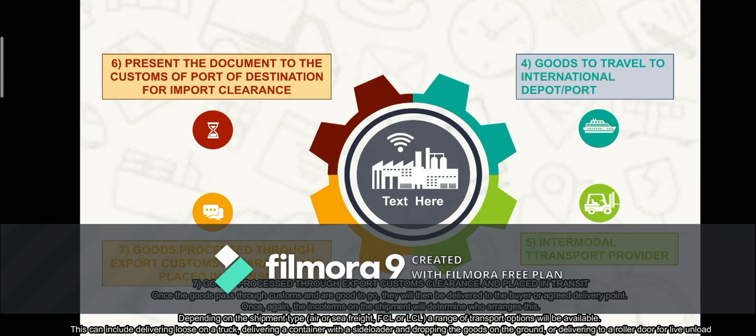And the last point is goods processed through export customs clearance and placed in transit. Once the goods pass through customs and are good to go, they will then be delivered to the buyer or agreed delivery point. Once again, the Incoterms on the shipment will determine how to arrange this. Depending on the shipment type, a range of transport options will be available. This can include delivering loads on a truck, delivering a container with a side load and dropping the goods on the ground, or delivering to a roller door for a live unload.